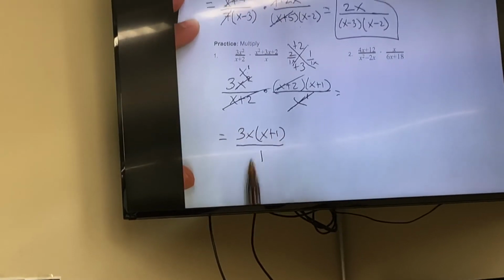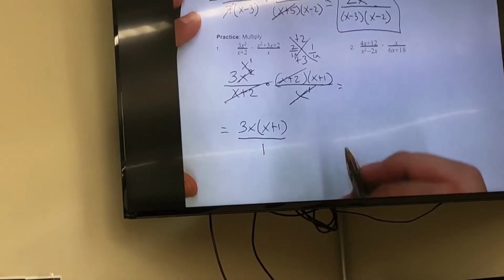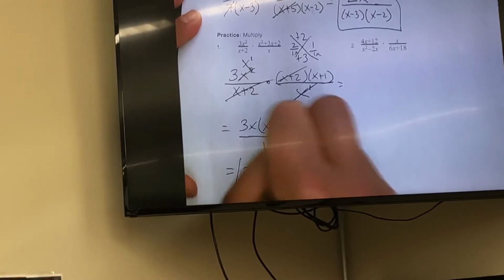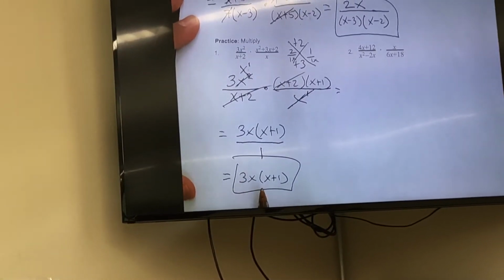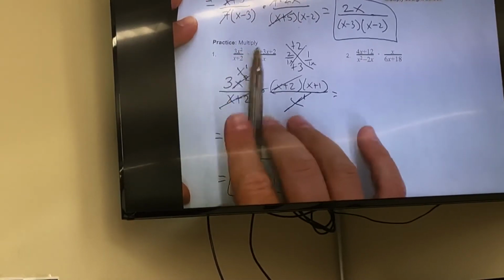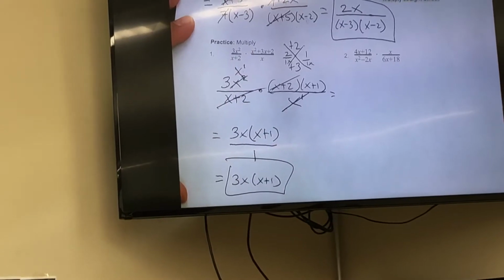But remember, we don't need to write this. We don't write fractions with the denominator of 1. So our final answer will be 3x times x plus 1. Again, the instructions just say to multiply, so cancel and multiply. So that will be our final answer.